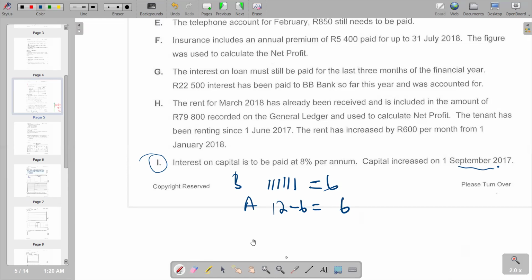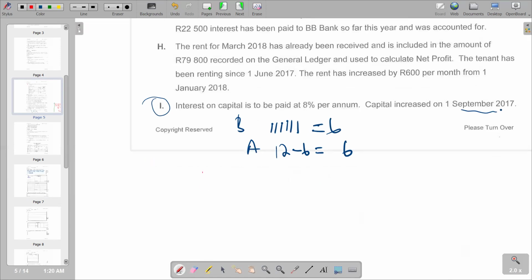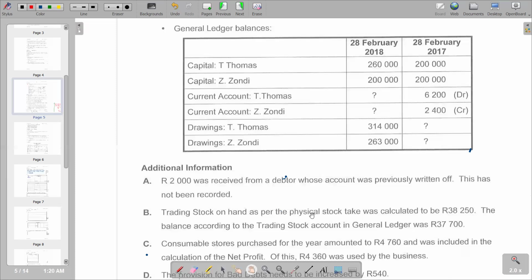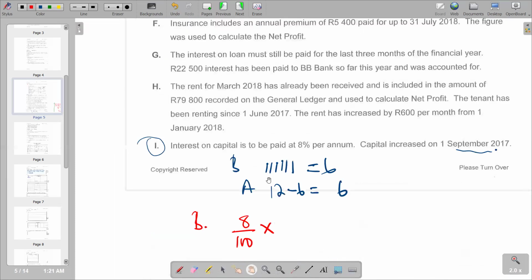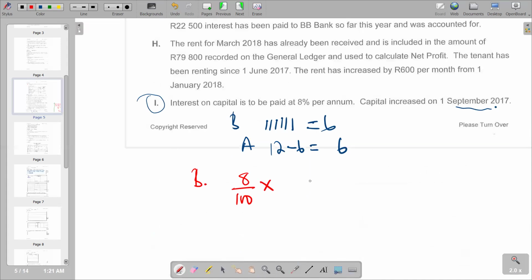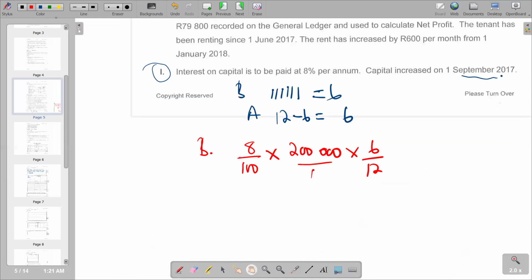So calculations of before the increase. We are going to say our 8% is 8 over 100. We multiply by the capital balance before the increase, which is 200,000. And then the number of months is 6 over 12. That is before. Then after, it was 260,000. So 8 over 100 times 260,000, and then the number of months again, 6 over 12. Then we calculate to get the interest.